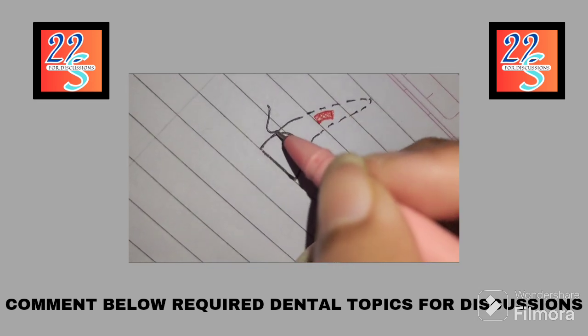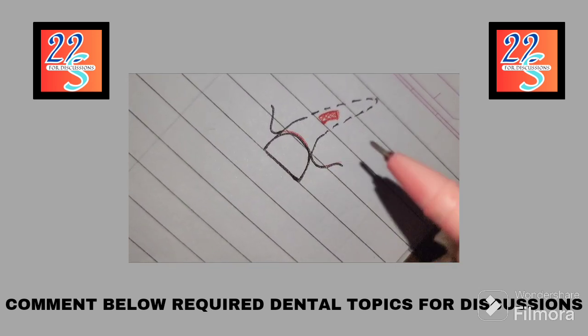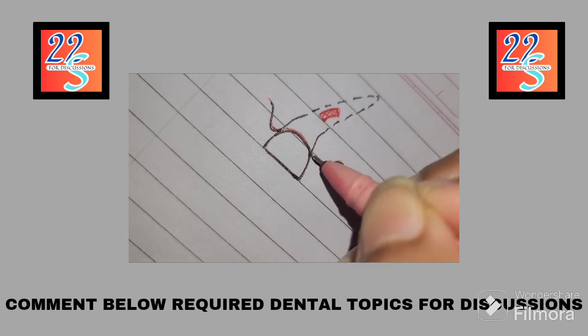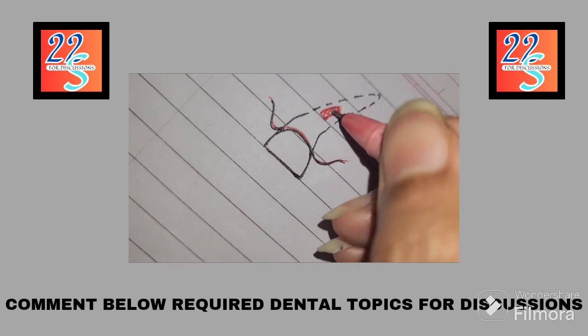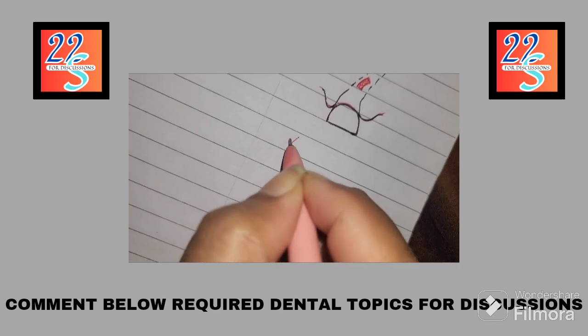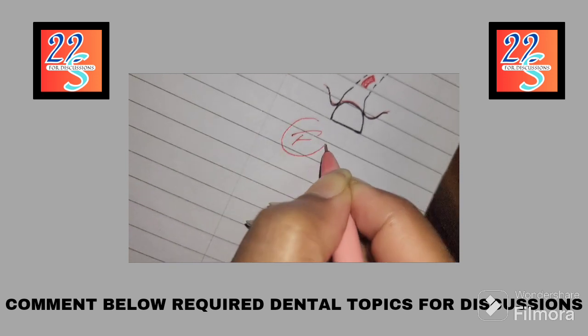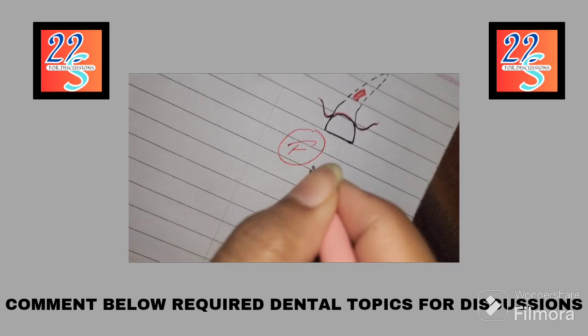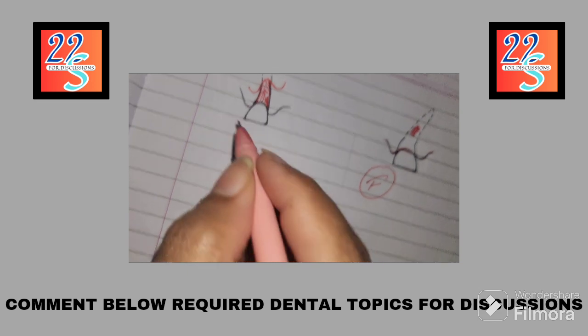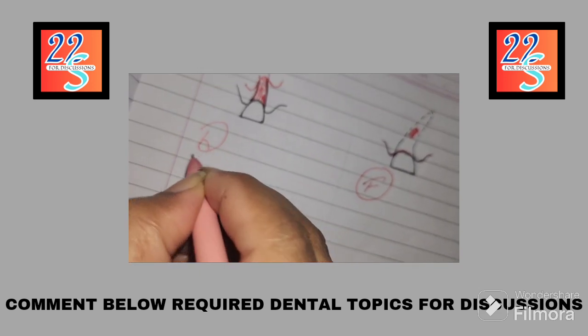Now I request you to watch the video till the end, because one very important one-marker question is waiting for you to get explained. So the first one, fenestration. I'm writing F for fenestration and D for dehiscence. It's FD.